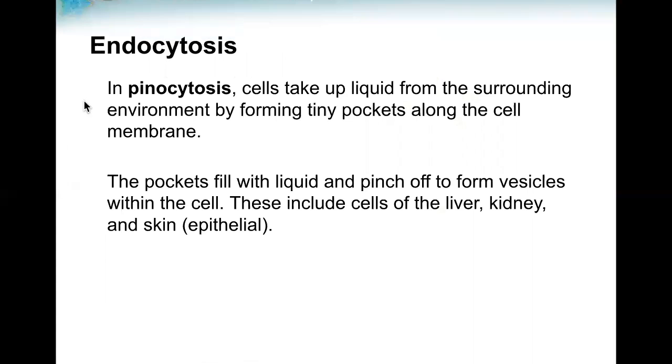In pinocytosis, cells take up liquid from the surrounding environment by forming tiny pockets along the cell membrane. The pockets fill with liquid and pinch off to form vesicles within the cell. These include cells of the liver, kidney, and skin, the epithelial cells.